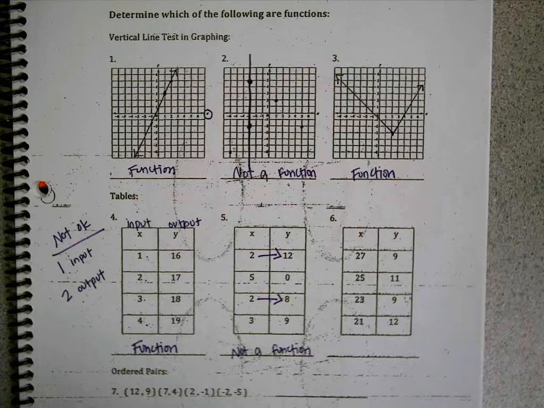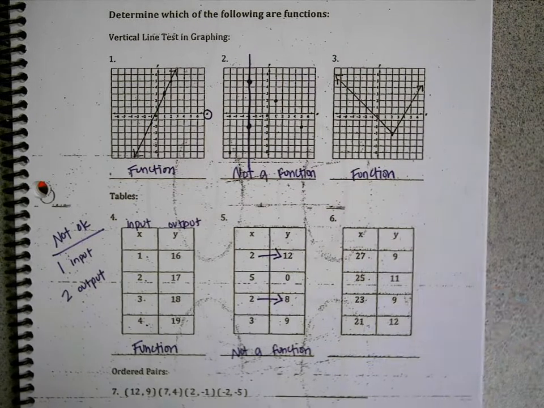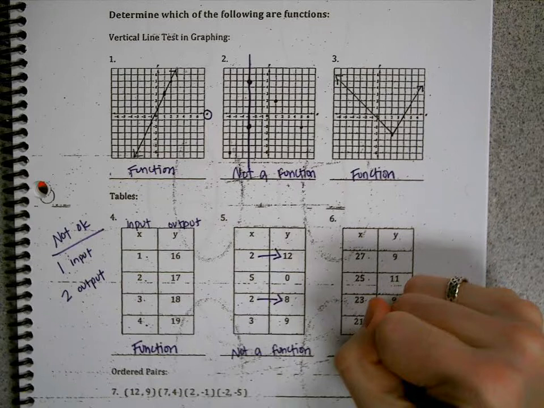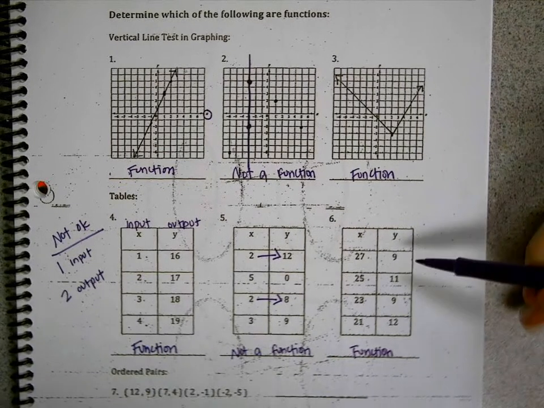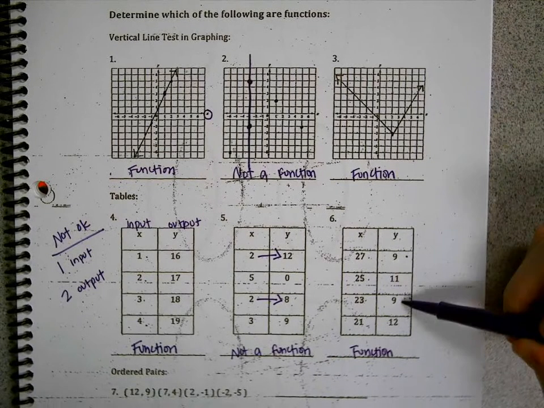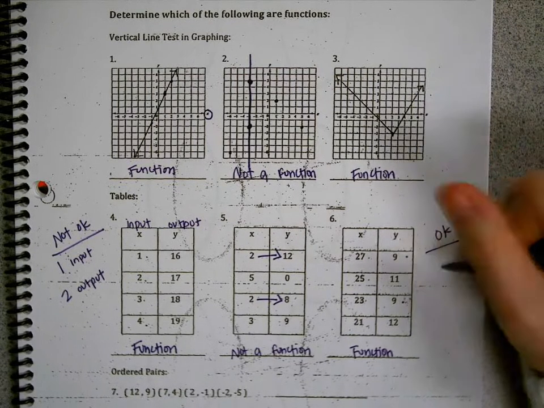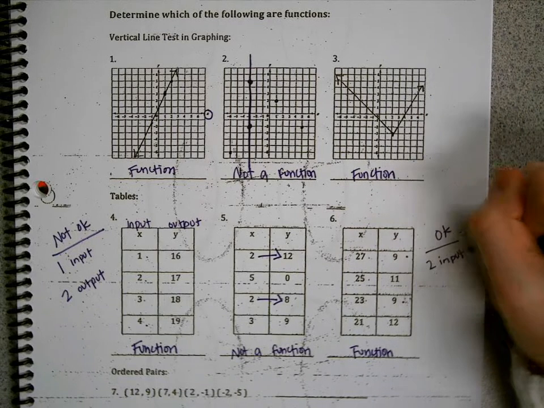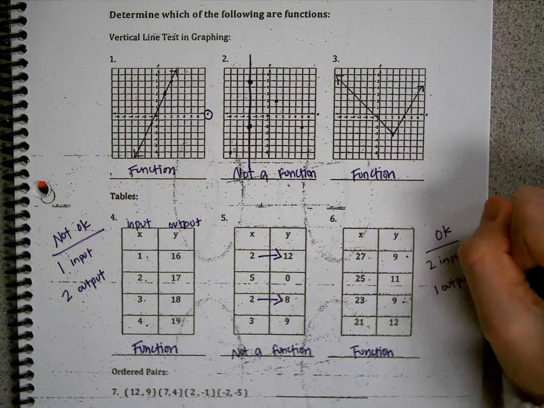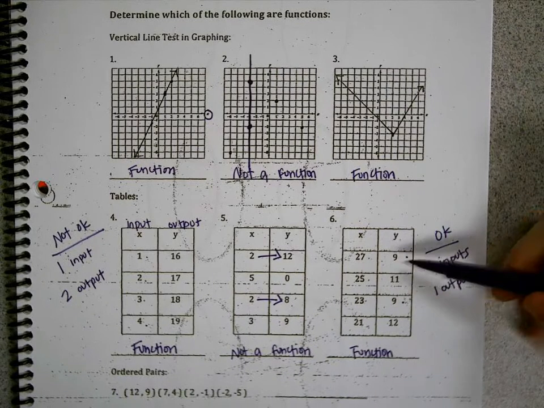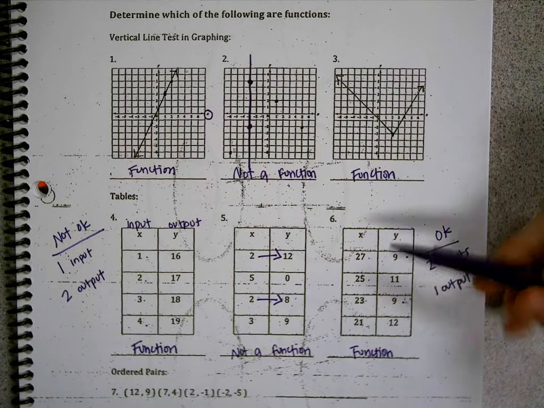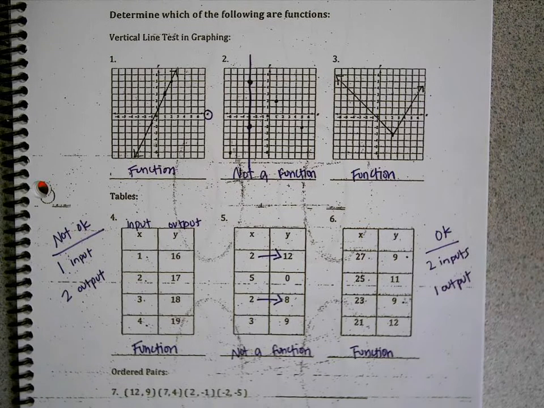So this is not a function. Okay, and then on number 6, we look at our x value, and there are no repeats, so it is a function. You may be tempted to look at the y value and say, oh, it repeats. There's a 9 and a 9. But we don't care about the y value because it's okay to have two inputs and one output. So it's okay that we set speed dial 7 to call 9, and that we set speed dial 23 to call our friend number 9 too. That's okay. So this is okay. You just want to look at the x value, not the y value, to find repeats.